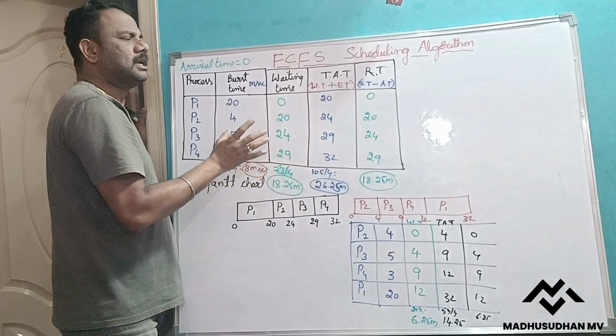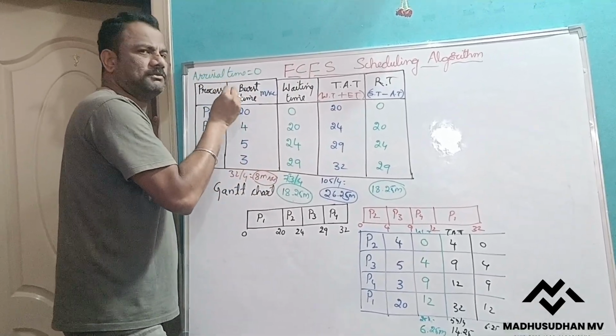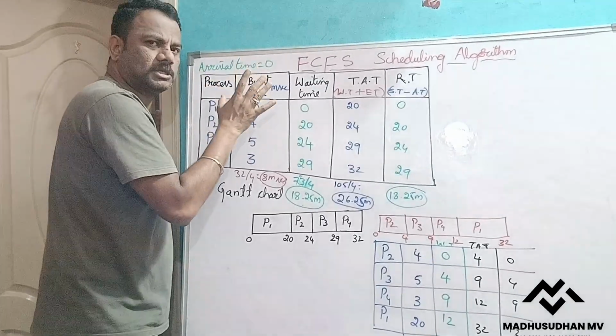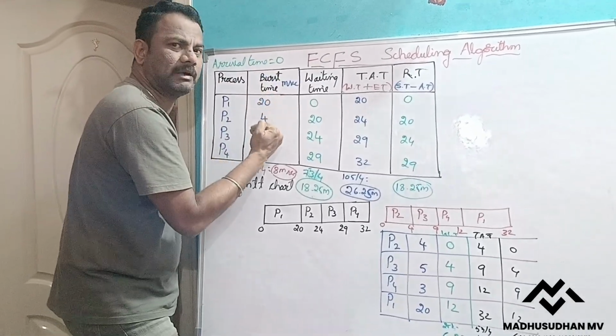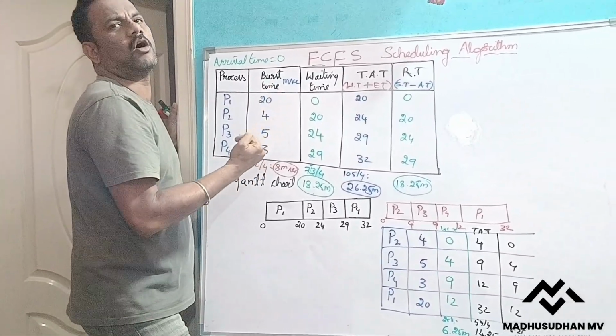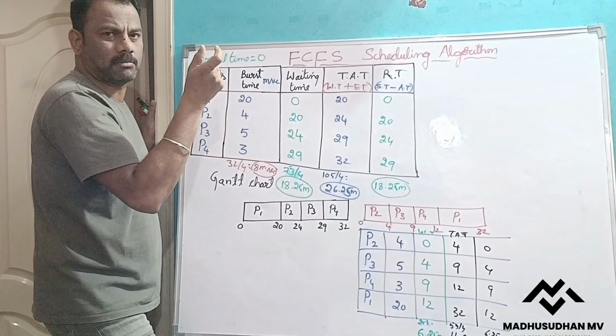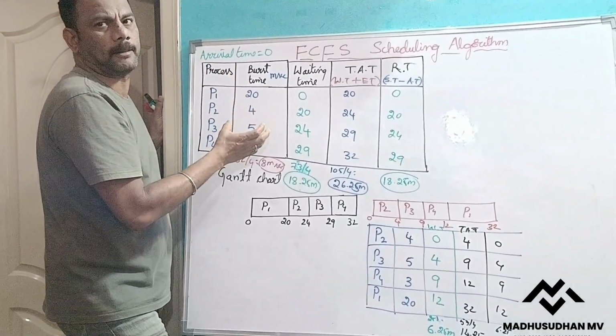Now, this is the disadvantage. If the initial process, the first assigned process, takes too much time, then all the subsequent processes have to wait for a long time. Even though they need very, very short CPU time, they have to wait longer.